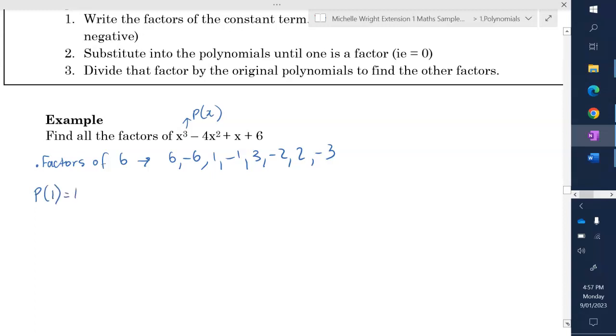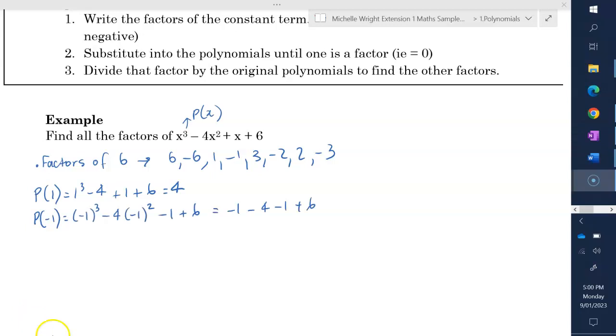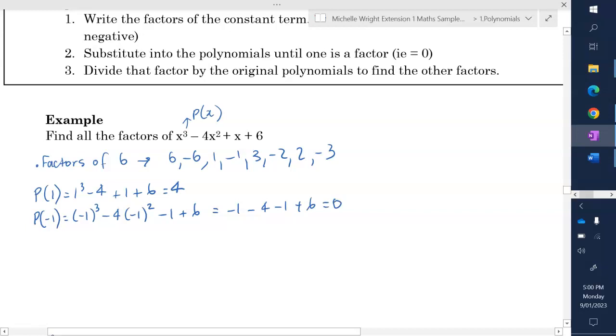So I'm going to pop 1 in there. I'm going to get 1 cubed minus 4 times 1 squared, which is 1, plus 1 plus 6. This equals 4, which doesn't equal 0, so that's not a factor. Let's try -1 and see if that one works. So I've popped the -1 in: -1 cubed minus 4 times -1 squared, minus 1 plus 6. Being careful to note that when we cube a minus, we get a minus, I end up with -1 -4 -1 plus 6, which is 0. So then I know that x plus 1 is a factor of this polynomial.